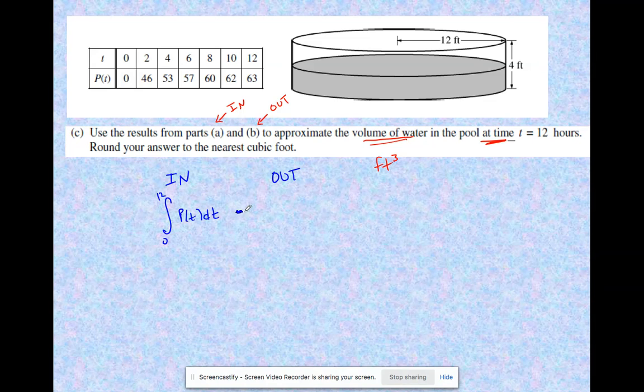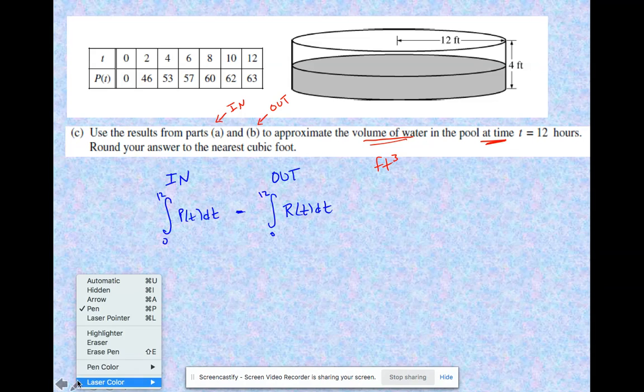Subtract off what's coming out. How do we figure out what's coming out? We integrated from 0 to 12 R of t dt. And remember, these are accumulators, right? So it's the total amount of water that went in over the 12 hours, total amount of water that went out over the 12 hours. So when you get those together, you get the total amount of water in the pool, right?